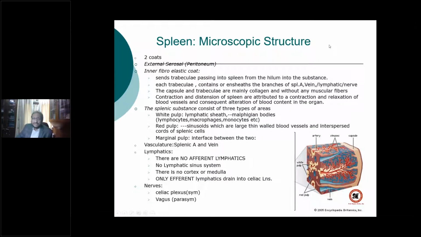Now come to the microscopic structure of the spleen, which is again important for reasons I'll just be telling you, and it has got 2 coats to it.